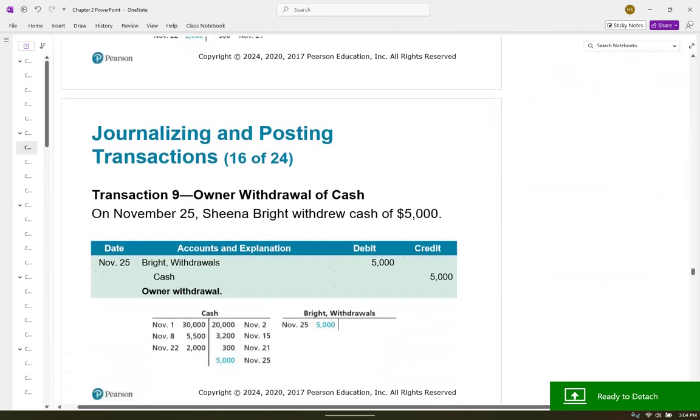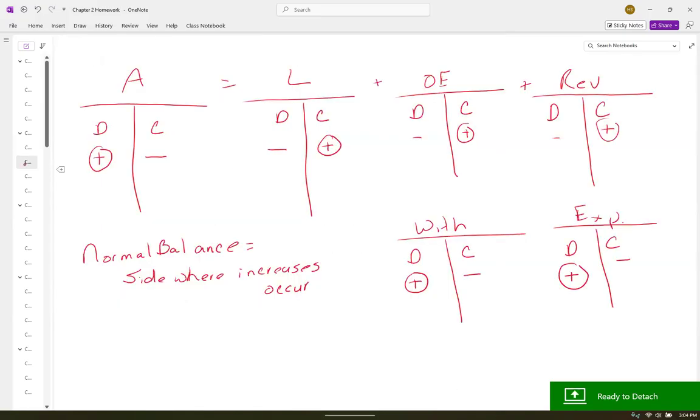Okay. I believe this is close to the last one. This is where the owner took $5,000 cash out. So we know we're going to credit cash because cash is leaving and we're going to debit the withdrawal account. I'm going to jump over here. That makes sense because to debit the withdrawal account is how we're going to increase the withdrawal account, but it will ultimately decrease total owner's equity. Okay. We credited cash because cash was going down.